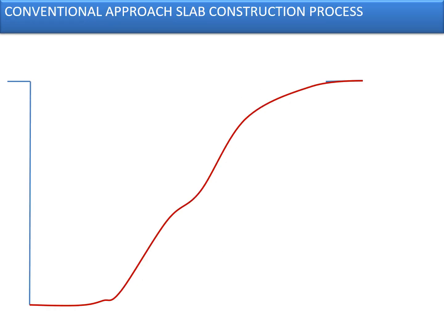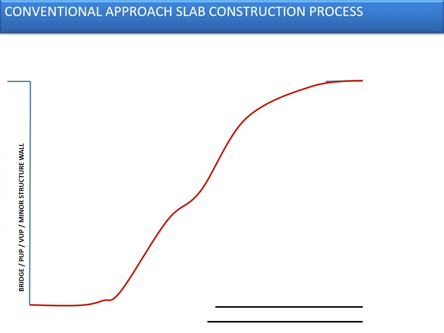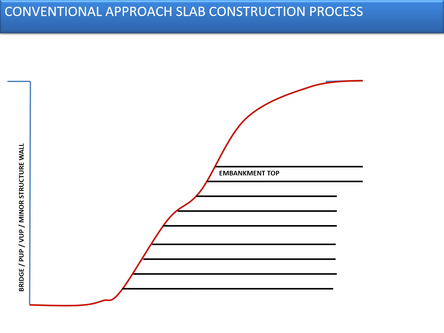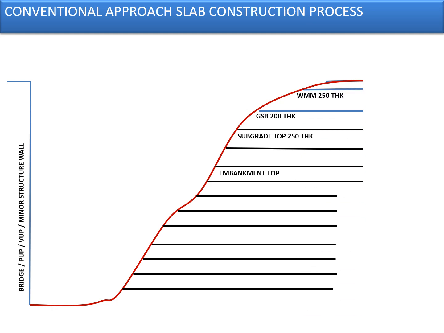If you see the construction sequence, on the left hand side you can see a bridge, or a PUP, or a VUP, or a minor structure wall, which is shown as a vertical wall system. On the right hand side of your screen you can see the existing road under construction, which is being done up to the embankment top. Then you have the subgrade top, and thereafter the GSB top and WM top. This is the regular sequence of work which is generally in progress at any flexible pavement or rigid pavement construction sites.